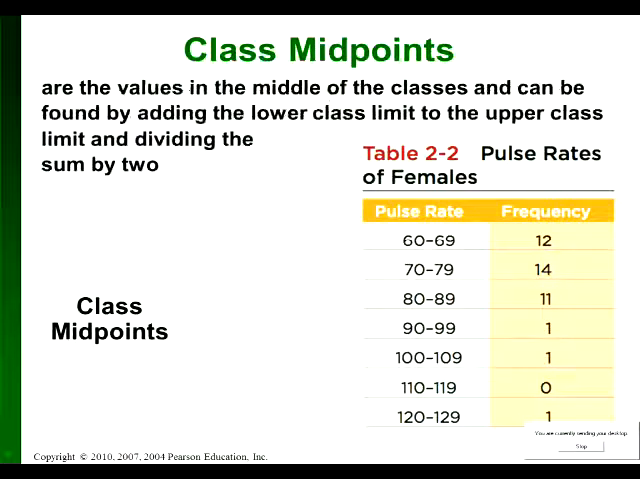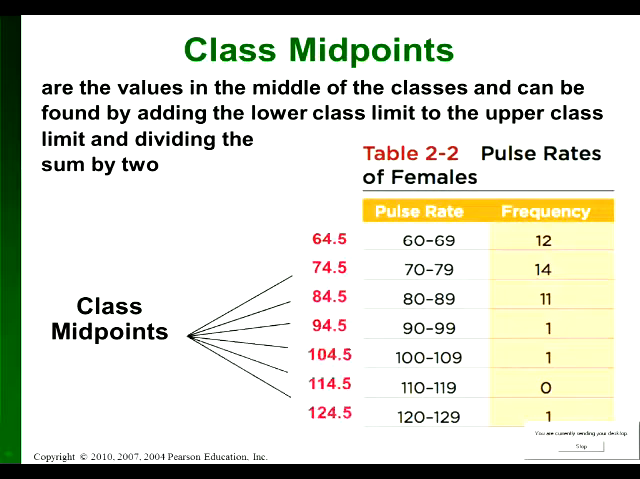Class midpoints are the exact middle values of each class. You can find a class midpoint just by adding the upper and lower limit of each class and dividing by 2. It's the average of 60 and 69. The average of 60 and 69 is 64.5. So that's the first class midpoint. And similarly, I meant 64.5, but I'm not sure what I said.